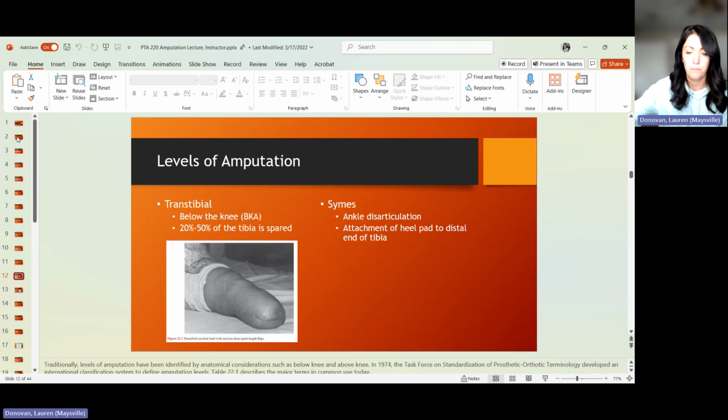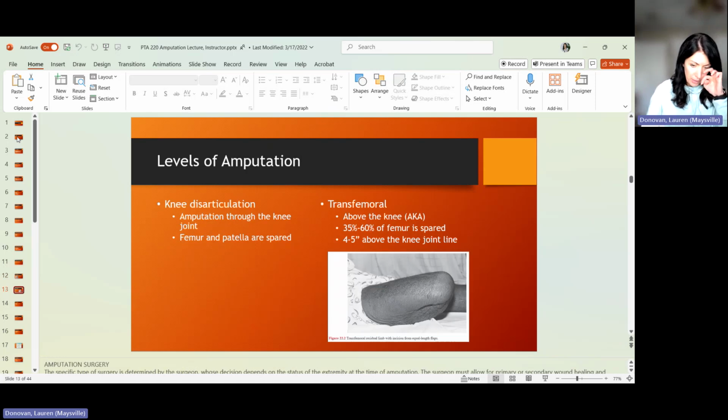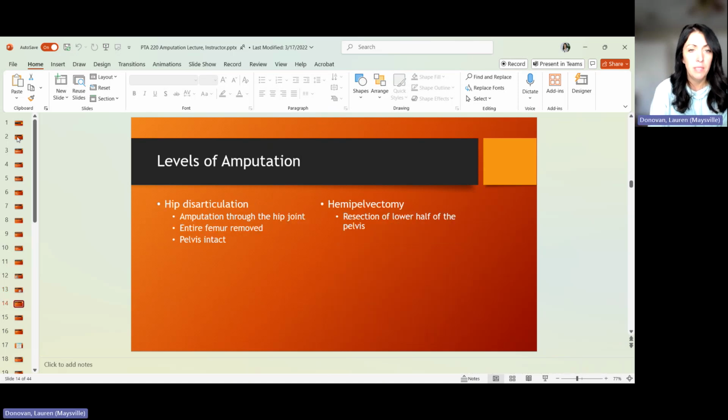All right. Here's some others. There's knee disarticulation, amputation through the knee joint. Femur and patella are spared. Transfemoral is above the knee amputation, or AKA, and that's where 35 to 60% of the femur is spared, and it's usually 4 to 5 inches above the knee joint line. A hip disarticulation is amputation through the hip joint, entire femur removed, and the pelvis is intact. A hemipelvectomy is resection of the lower half of the pelvis.